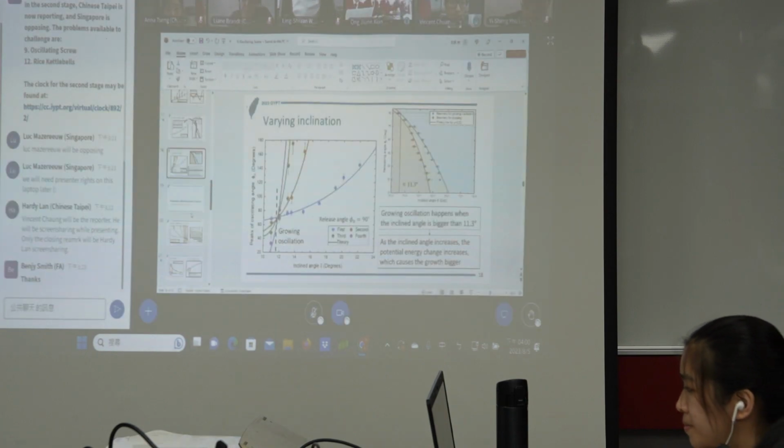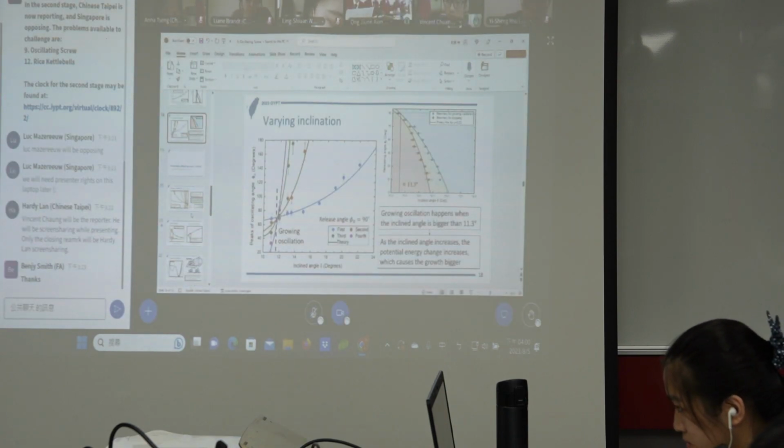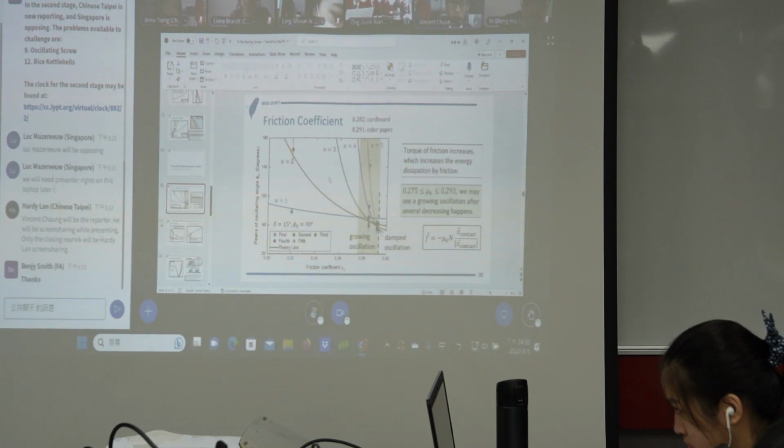So you have observed that oscillations can grow after they begin decaying, right? No, what I mentioned is that the orange one is the second one, and the blue one is the first one. The second one is actually smaller than the first one, and it grows after. This is interesting since we observed that a growing oscillation may happen after several decreasing ones. Okay, thank you.